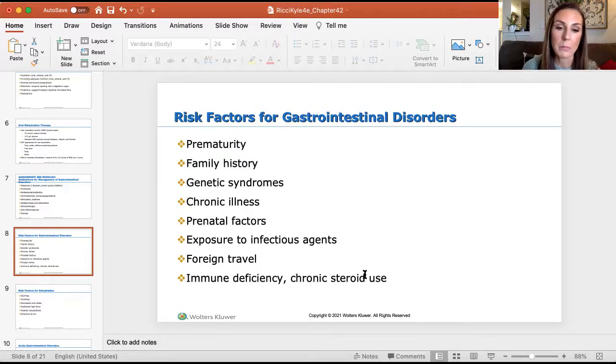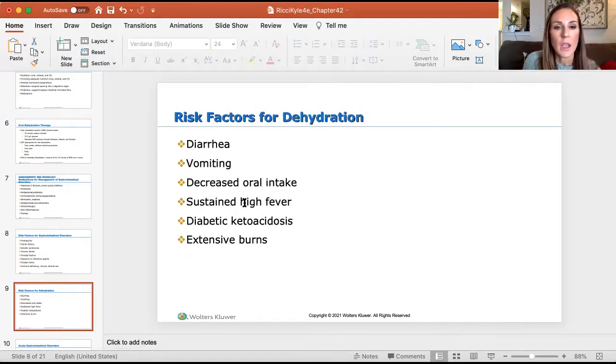So if you've had a patient that maybe recently traveled with their family, of course, COVID is not allowing us to travel, but foreign travel can exacerbate that too. Any immune deficiencies or any kind of chronic steroid use, and that just damages the lining of the GI system and can increase the risk for any kind of infection to kind of slide in there.